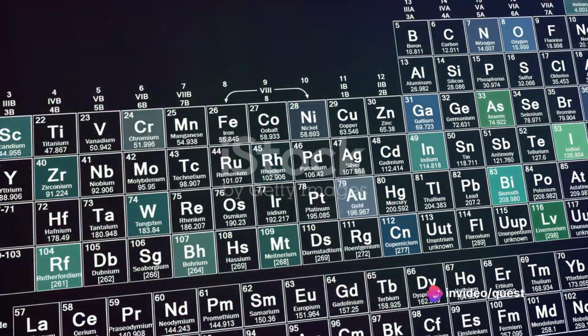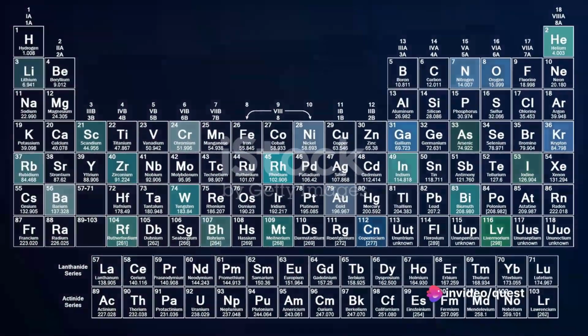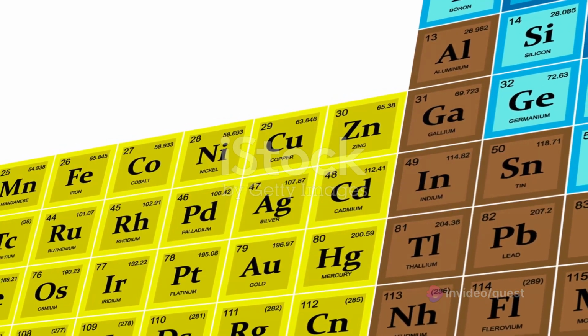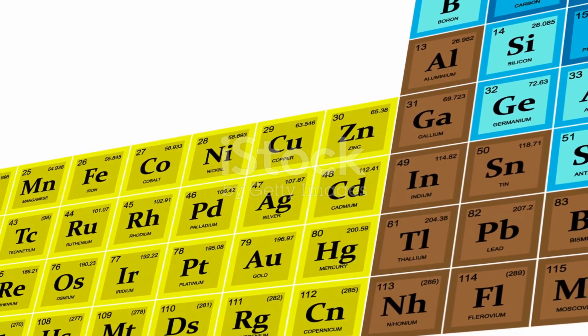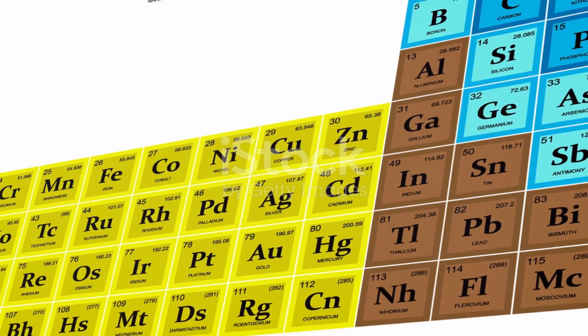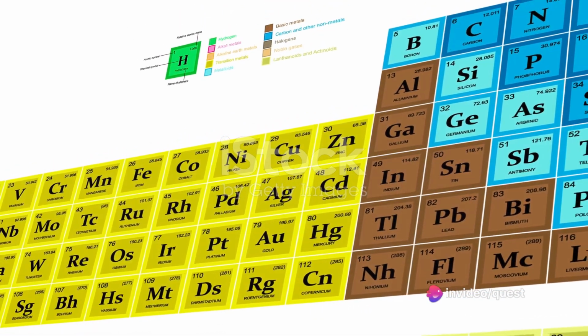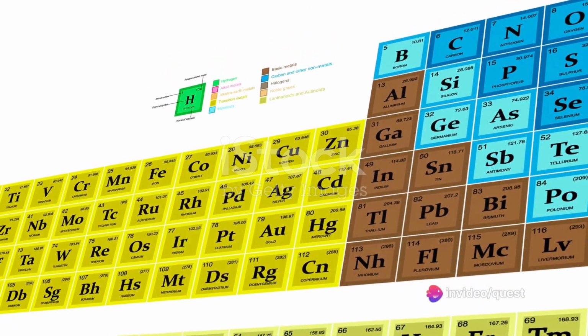Elements in the same group have the same number of electrons in their outer shell, also known as their valence electrons. And it's these valence electrons that largely determine an element's chemical properties. So, elements in the same group tend to behave in a similar way because they share the same number of electrons in their outer shell.